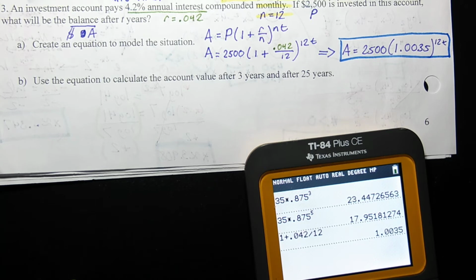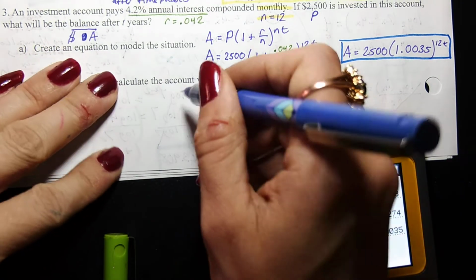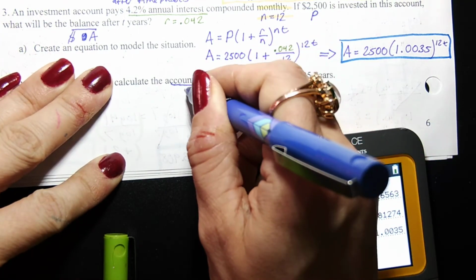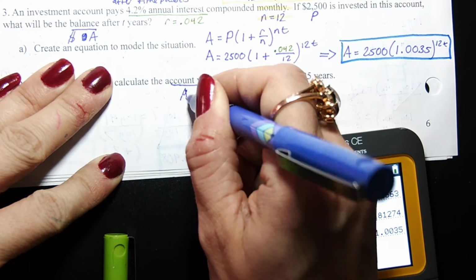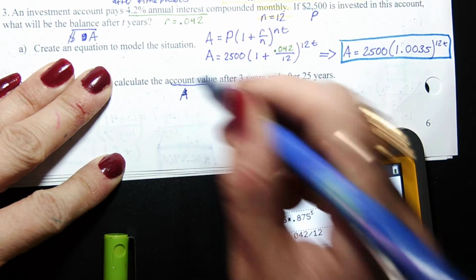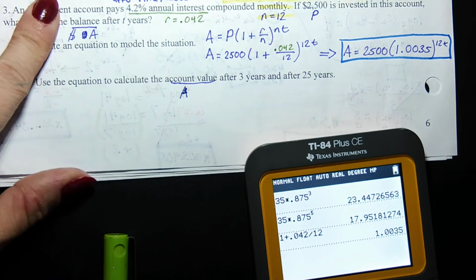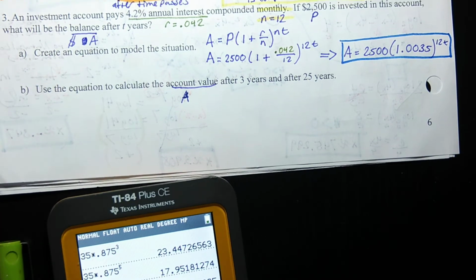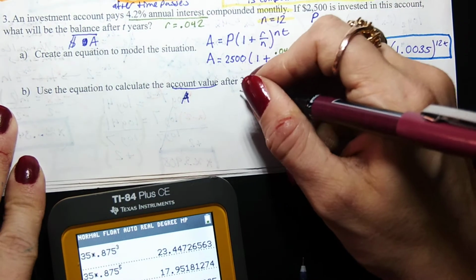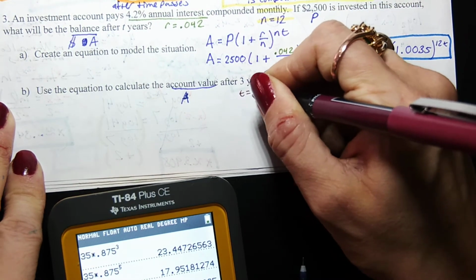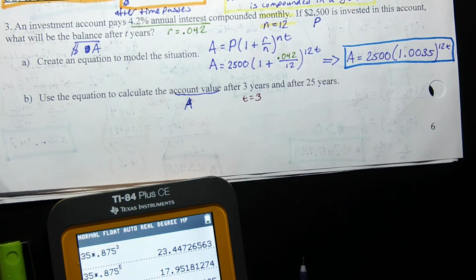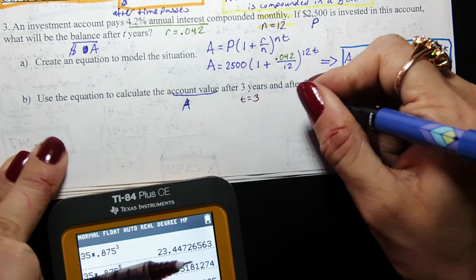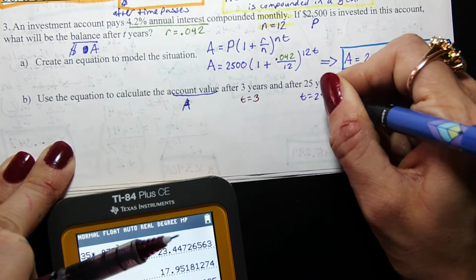So it says use the equation to calculate the account value. So we're looking for Y. How much is that money going to be worth? Sorry, looking for capital A or Y. After 3 years and after 25 years. So for this, it will be T equals 3, 3 years beyond when we initially invested the money. And for this one, T equals 25.